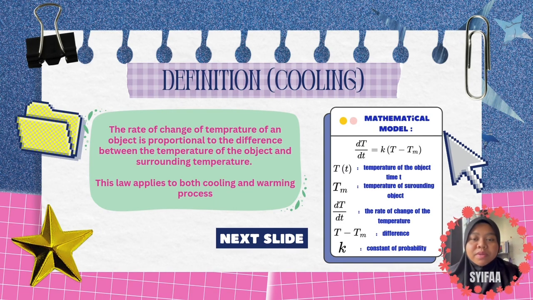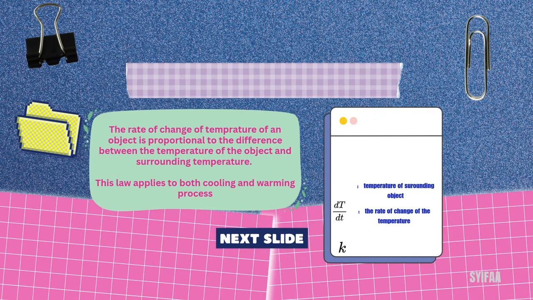Mathematically, we can represent it using a differential equation. Based on this slide, I've already shown the meaning of every term from the equation. T(t) is the temperature of the object at time t. Tm is the temperature of the surrounding. dT over dt is the rate of change of the temperature. T minus Tm is the difference between the temperature of the object at time t and the temperature of the surrounding. And lastly, k is a constant of proportionality.